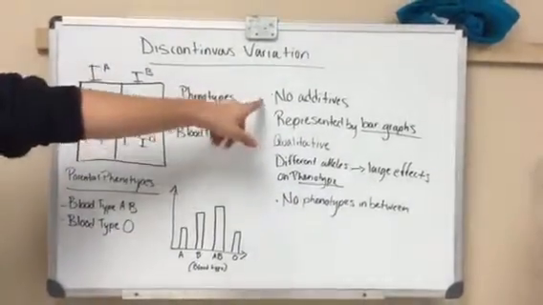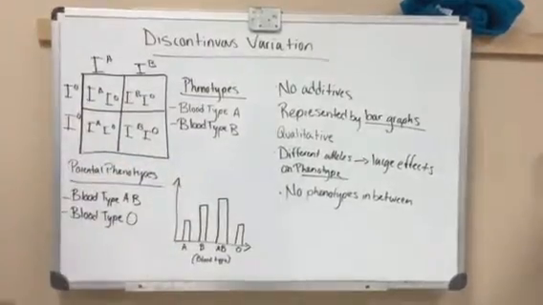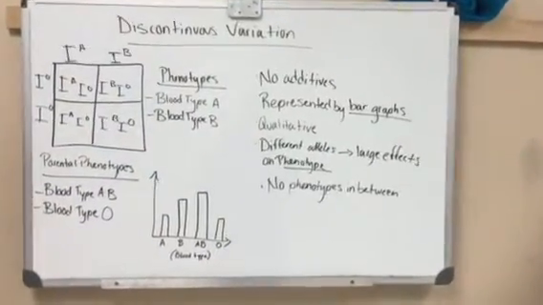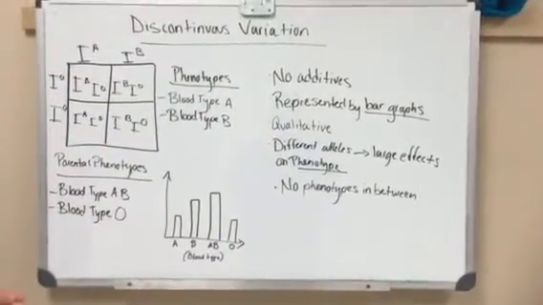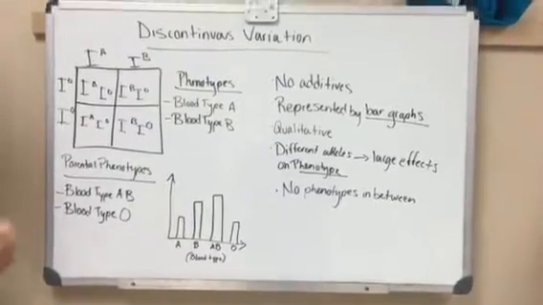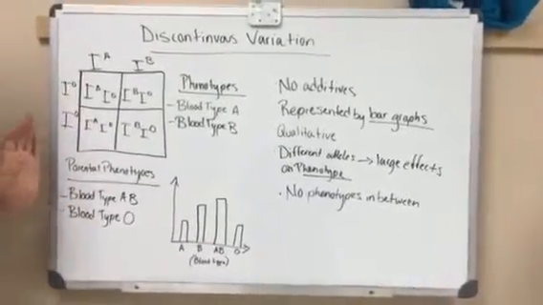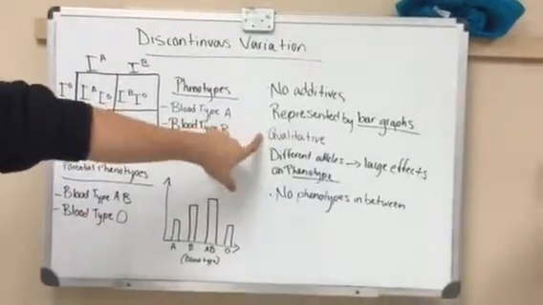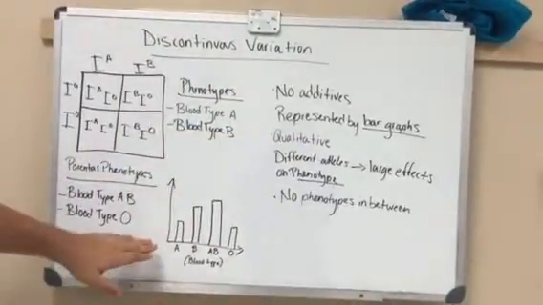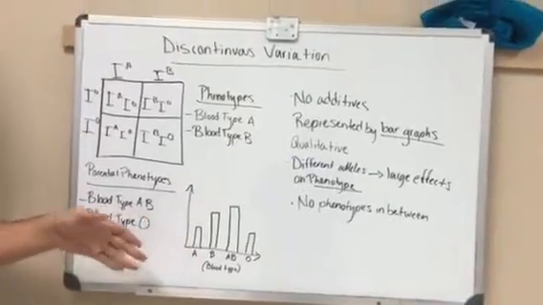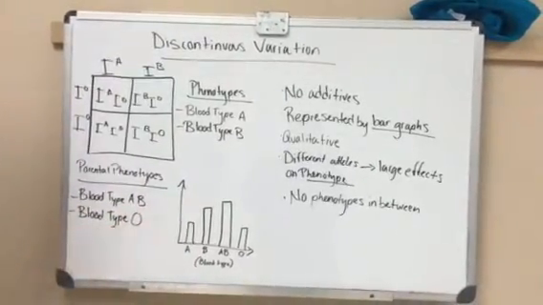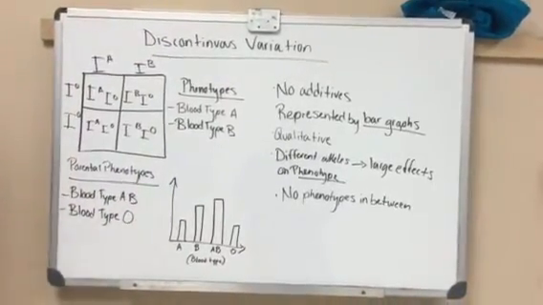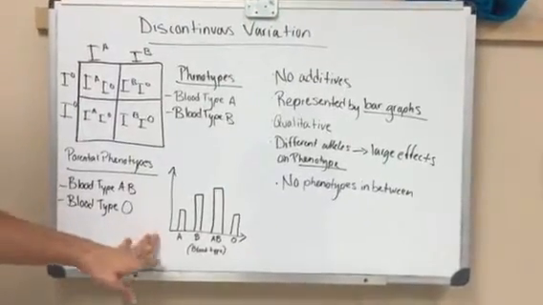So by no additive effects, it basically means that alleles have a very strong and large effect on the phenotype. So basically, if you add more of an allele, it's not going to make a difference. You're either one phenotype or another phenotype, but there's no in between, there's no mixing. We call it qualitative because we look at the quality of how the phenotypes come out rather than quantity. So we don't look at the number necessarily because there's not much variation. There's only 4 types of blood groups.